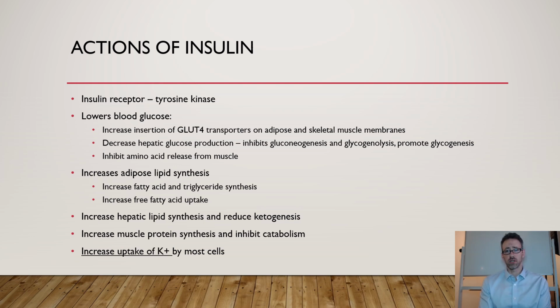As I mentioned earlier, one of insulin's main jobs is to promote storage and synthesis and decrease glucose levels. So it has to inhibit the liver's ability to release glucose as well. So it inhibits gluconeogenesis, glycogenolysis, and promotes glycogenesis and storage. It also inhibits amino acid release from the muscles, so that can't be utilized for gluconeogenesis.